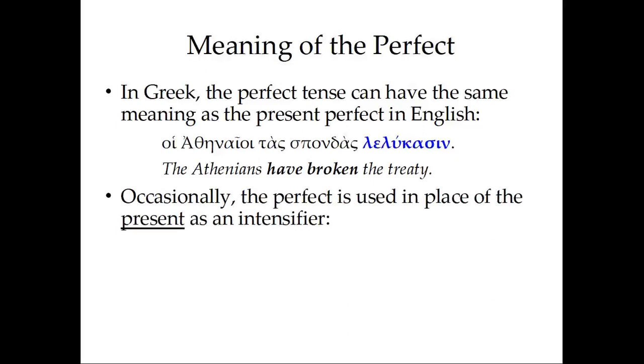Occasionally, and this is where the Greek perfect can differ from the English present perfect, the perfect is used in place of the present tense as an intensifier. So, pepisteuka, we see this actually in, I think it's maybe the Gospel of John, somewhere in the Gospels this is taken from. And it's a form of the verb pisteuo, I trust. And it's the perfect tense. We see the reduplication there of the initial consonant, pi. And we also see our kappa at the end of our vowel stem. And then we see the first person singular ending, alpha.